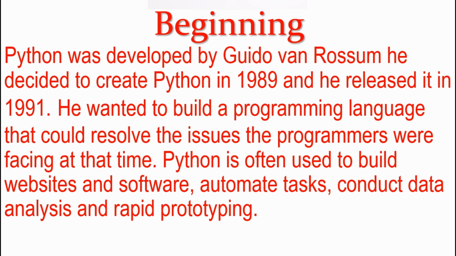In the beginning, Python was developed by Guido van Rossum. He decided to create Python in 1989 and he released it in 1991. He wanted to build a programming language that could resolve the issues the programmers were facing at that time. Python is often used to build websites, software, automate tasks, conduct data analysis, and rapid prototyping.